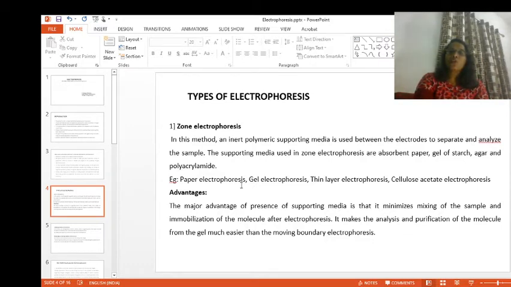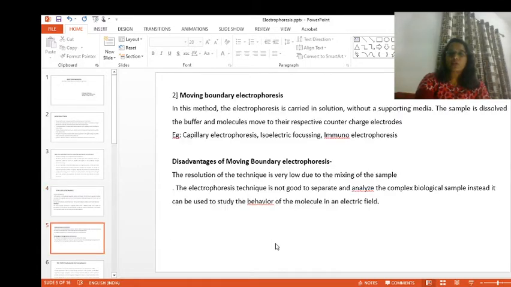Common examples of zone electrophoresis are paper electrophoresis, and gel electrophoresis like agarose gel, which we usually use for DNA and RNA. Then polyacrylamide gel electrophoresis, which we usually use for proteins, then thin layer electrophoresis and cellulose acetate electrophoresis. What are the main advantages? The presence of supporting media minimizes the mixing of the sample and immobilizes the molecule after electrophoresis. It makes the analysis and purification of the molecule much easier than moving boundary electrophoresis.